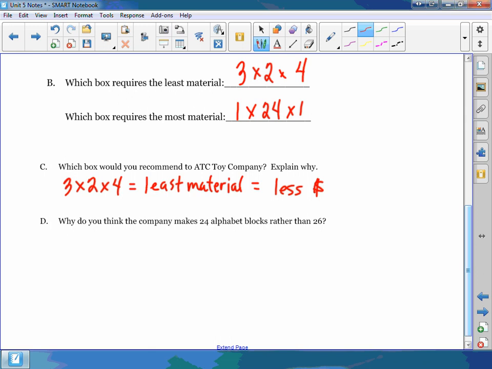All right, now, the million-dollar question here. Why do you think the company makes 24 blocks rather than 26? Do we have a generation of kids running around not knowing that there's a Y and a Z out there? I mean, it's a rite of passage, right? You have to have alphabet blocks when you're little. Why do you think they went 24 versus 26? Jack?